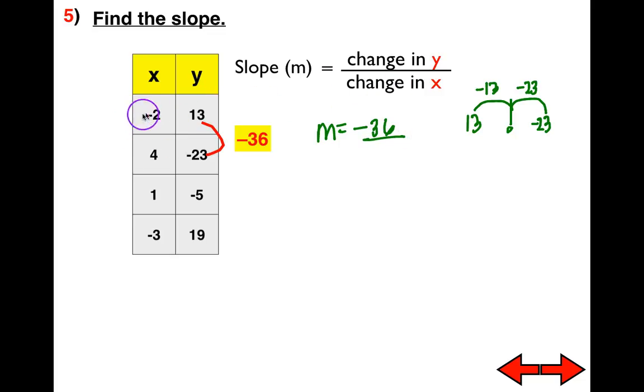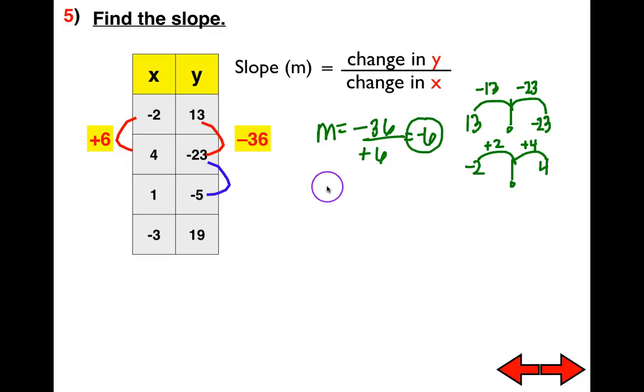Now, change in x. How is negative 2 becoming 4? Well, it's getting larger, so I'm adding. How much are we adding? So again, real quick, this is the last time I'm going to show you. Since they're different signs, I'm going from a negative 2 to a 4. I'm definitely going to have to cross 0. Negative 2 to 0, I'm adding 2. From 0 to 4, I'm adding 4. So altogether, I am adding 6. So what's negative 36 divided by 6? That reduces to negative 6.